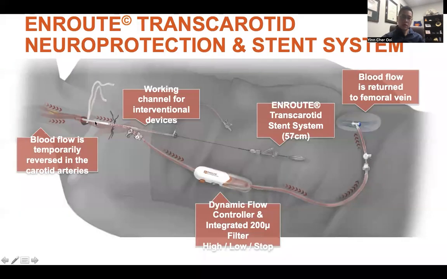You can see here the ipsilateral carotid is accessed directly with the en route sheath, and the contralateral femoral vein is accessed, and the two systems are connected with a tubing with a filter, and this allows temporary flow reversal, blood to flow from the carotid to the femoral vein during the angioplasty and stenting. Flow reversal typically takes about 7 to 15 minutes to allow the angioplasty stenting to be done.